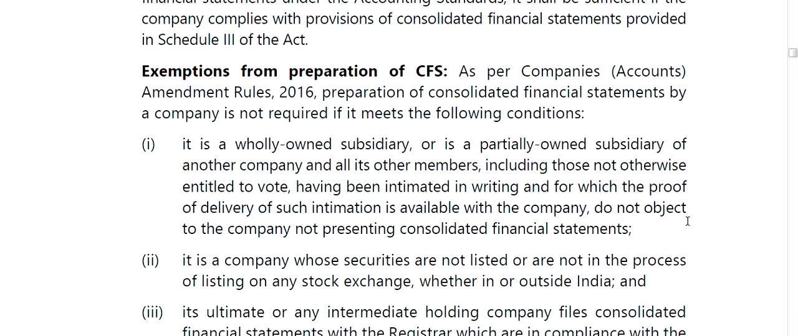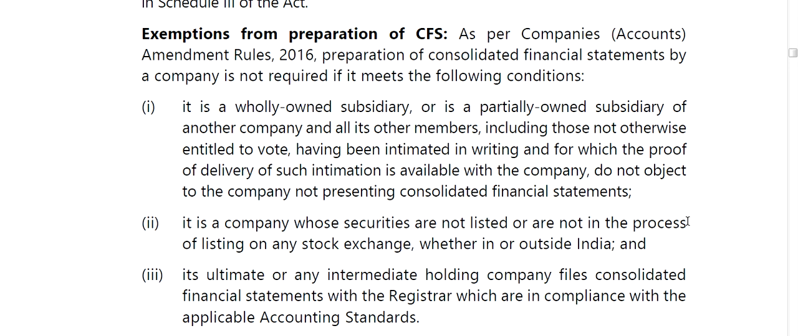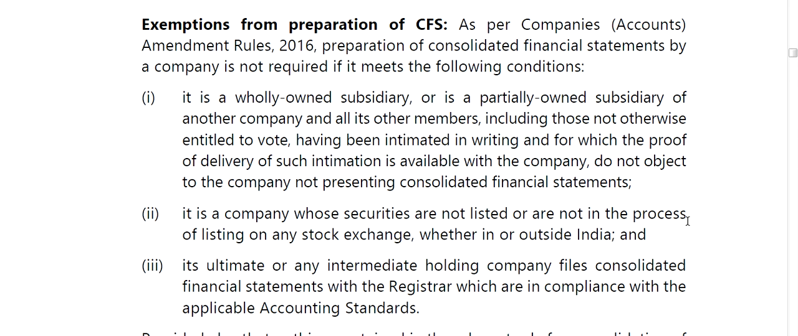They need not follow AS, but they have to follow Schedule 3. Exceptions from the preparation of CFS. As per the Companies (Accounts) Amendment Rules 2016, preparation of CFS by a company is not required if it meets the following conditions. Very important from the examination point of view also.